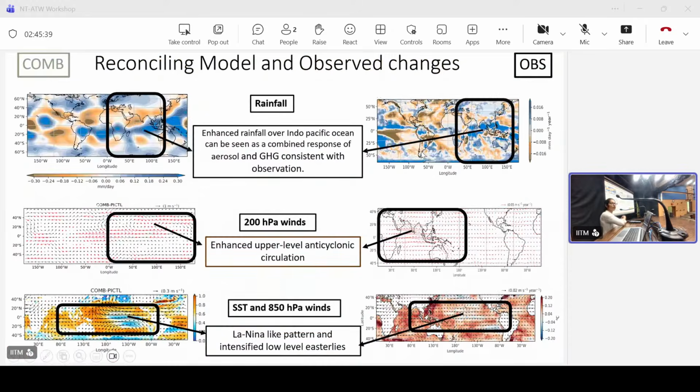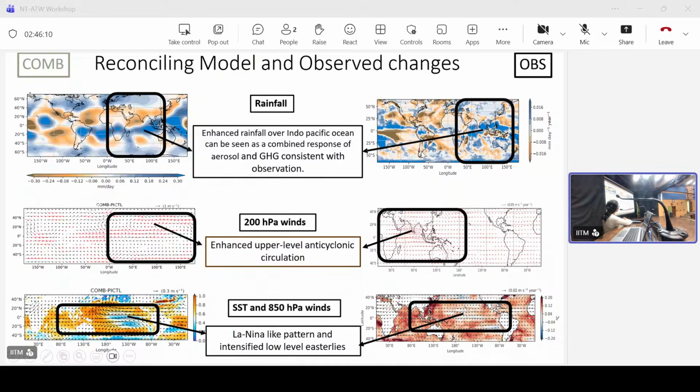We know in recent years there have been studies which show that the easterlies are increasing over this region. So now, reconciling the model and the observed changes, we take the combined experiment because the combined experiment showed us that intensification and the southward shift. When we look into the combined experiment, the combined effect of the aerosols and GHG, it's not a linear effect, it's a non-linear effect. And when we look into the rainfall, we see the southward shift in the ITCZ as well as the intensification of precipitation over the Western Pacific.